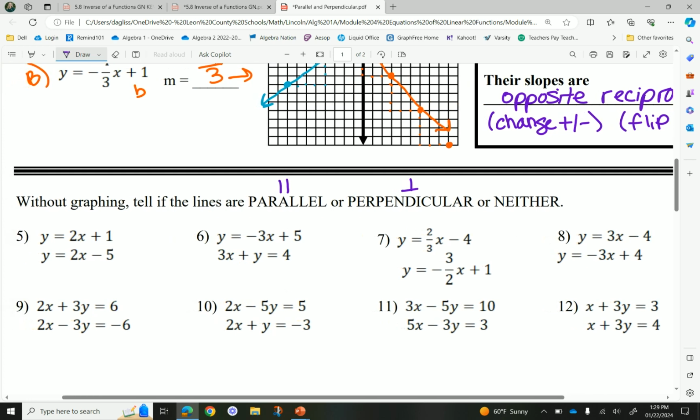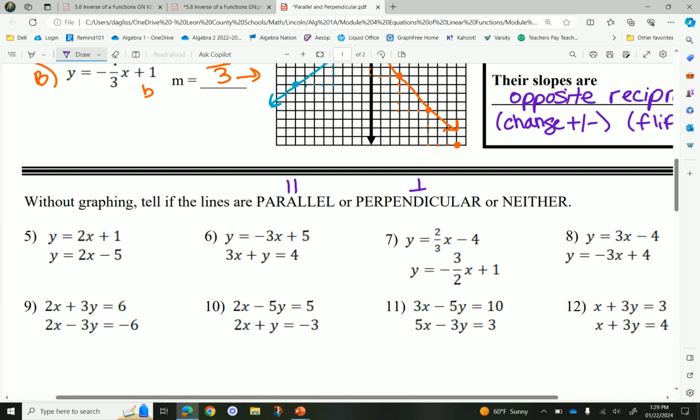Okay, so looking at my first example, number 5. All we care about is the slope, right? We care about the slope. So looking at 5, can you pick out the slope? Yes, they're both y equals mx plus b, right? What are their slopes? It's 2. So that means these are what kind of lines? They are parallel lines.